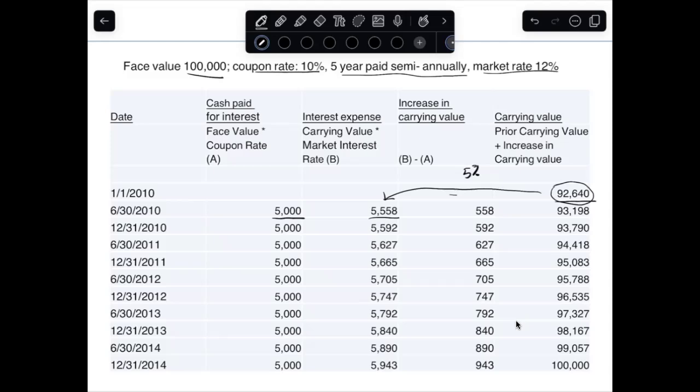So you can see the difference. The company only borrowed 92,640, and the interest generated is this number, but it pays its investors $5,000. So it should pay them 5,558, but it paid 5,000. So we regard that 558 has not been paid. That's the difference, and that should be added to the carrying value. And that would equal to this number.